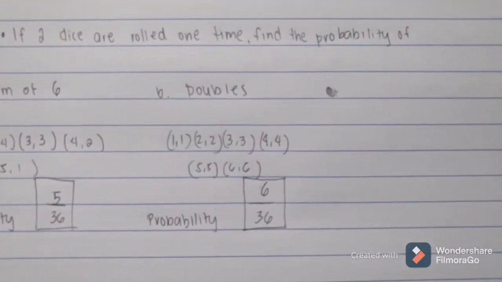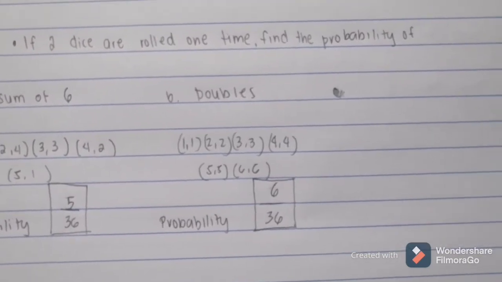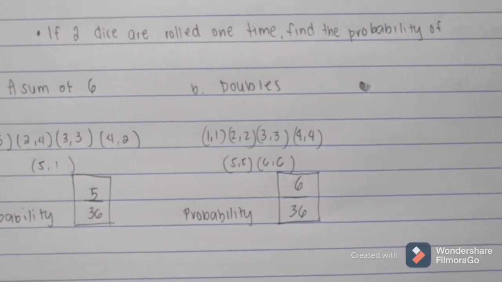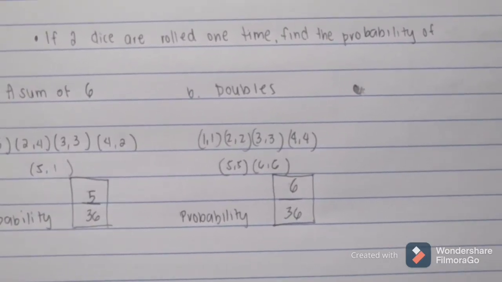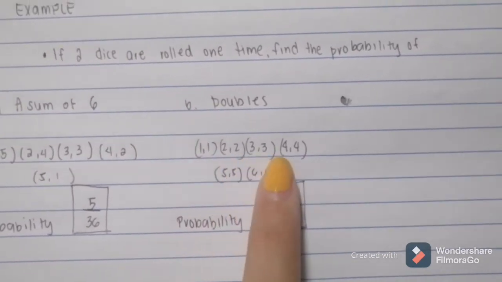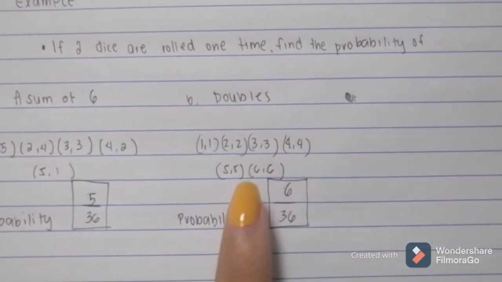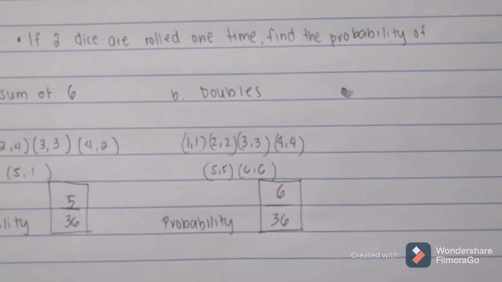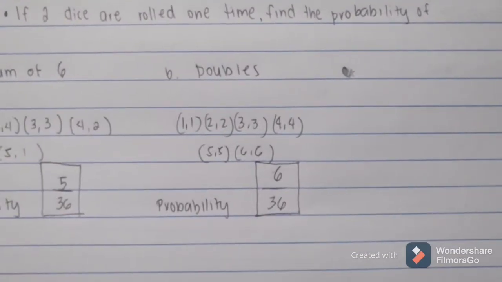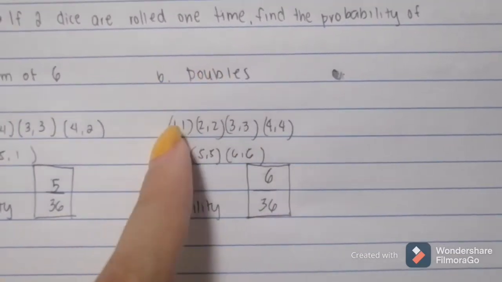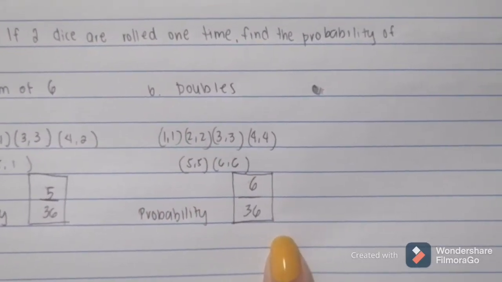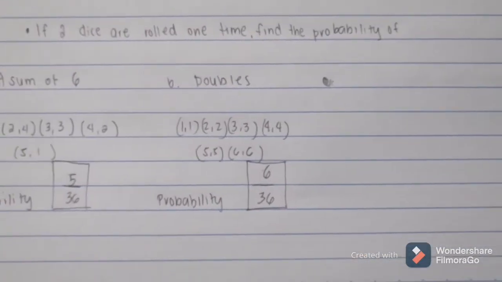So, dito naman hinahanap ang probability na doubles ang lalabas na parehas number. So, sa isang dice, merong 6 numbers. So, yun ang 1 tsaka 1, 2 tsaka 2, 3 tsaka 3, 4 tsaka 4, 5 tsaka 5, and 6 tsaka 6. So, yan ang probability na doubles or same numbers ang lalabas sa dalawang dice. So, ang probability niya is 1, 2, 3, 4, 5, and 6. So, 6 over 36 or 1 over 6.